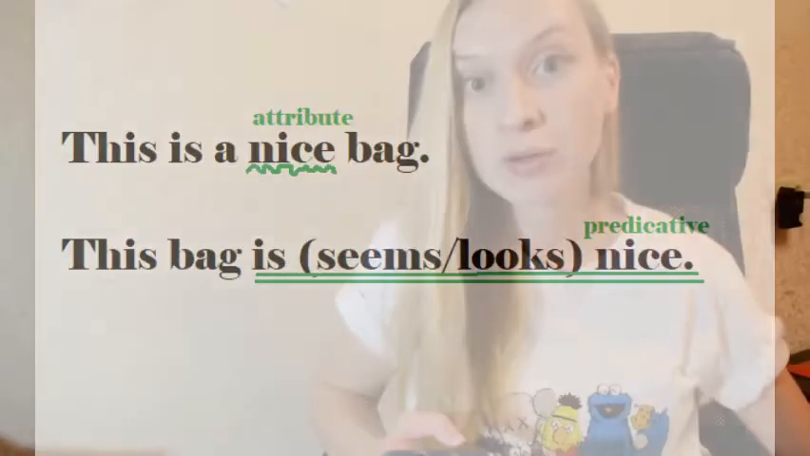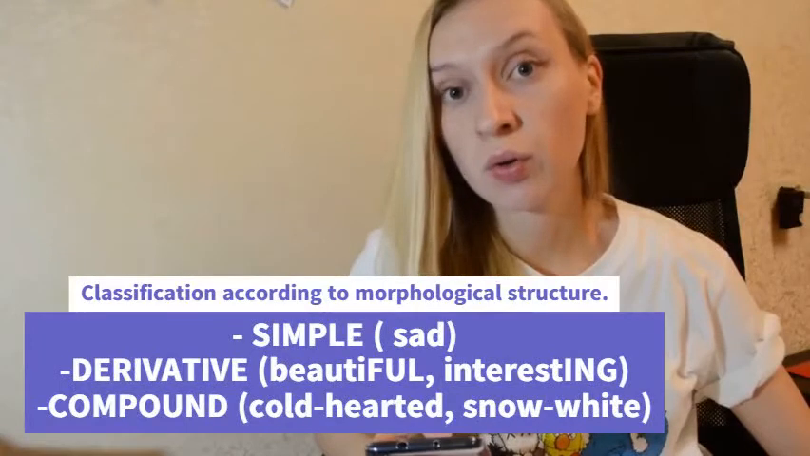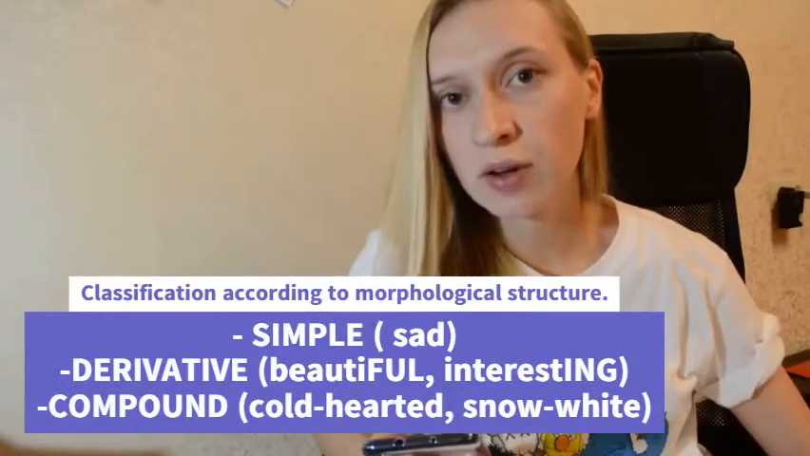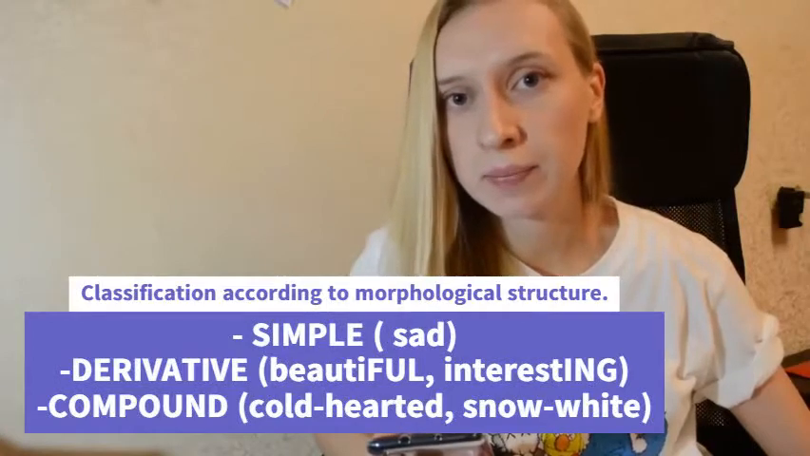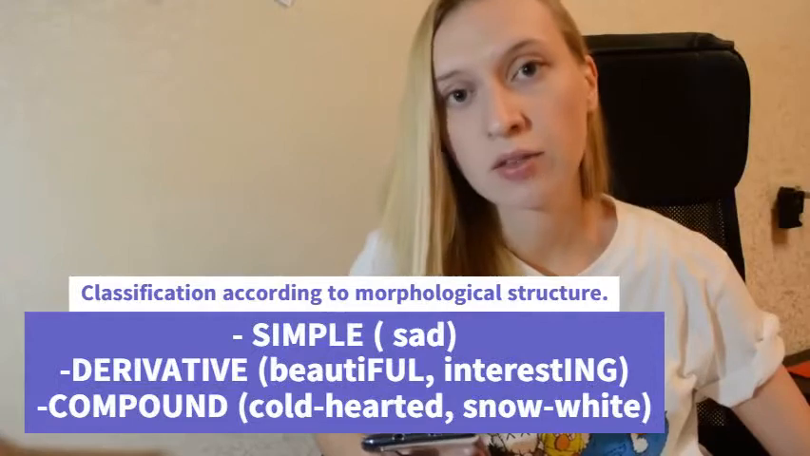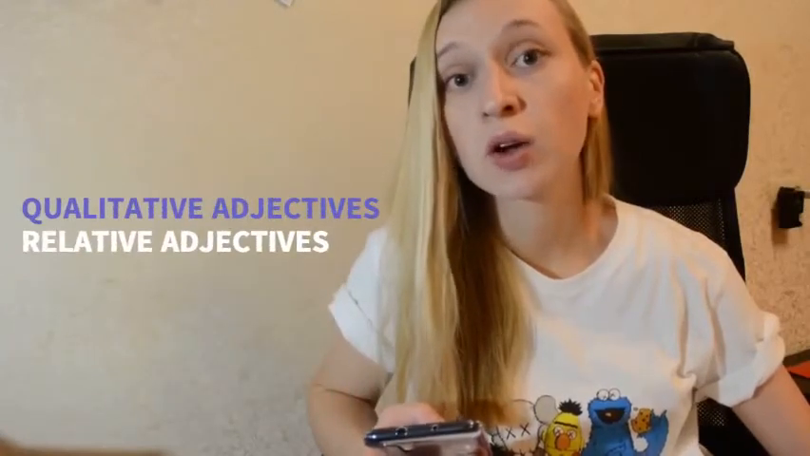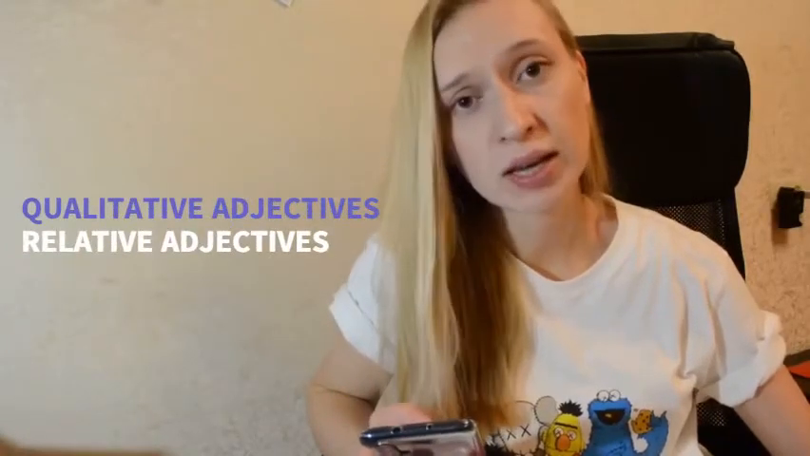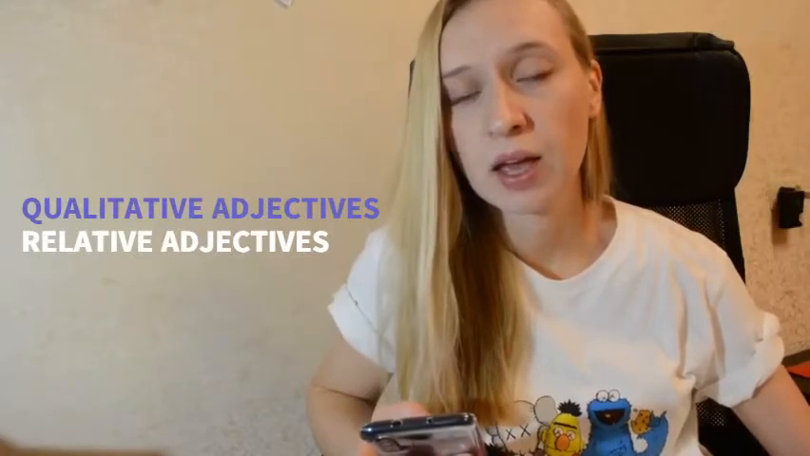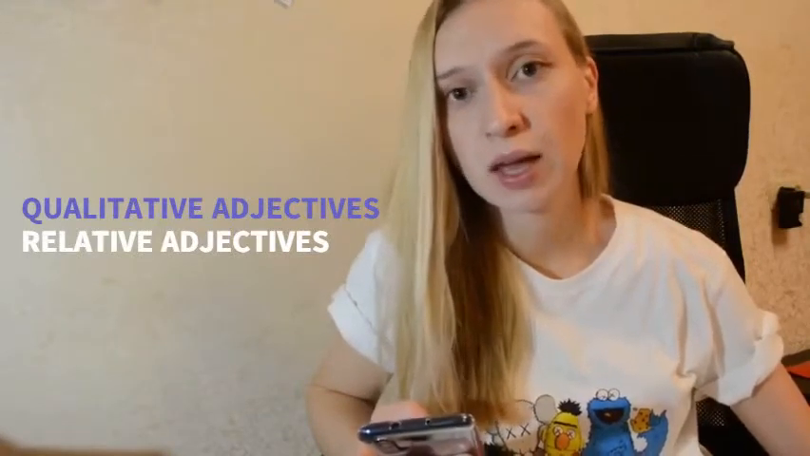Now let's talk about the classification of adjectives. They can be classified according to morphological structure. And according to this, they can be either simple, or derivative, or compound. They can also be classified according to the meaning. And here there are two types of adjectives. The first group is called qualitative. The second one is called relative. So what is the difference?